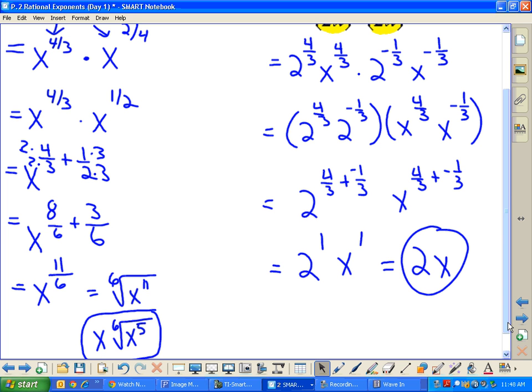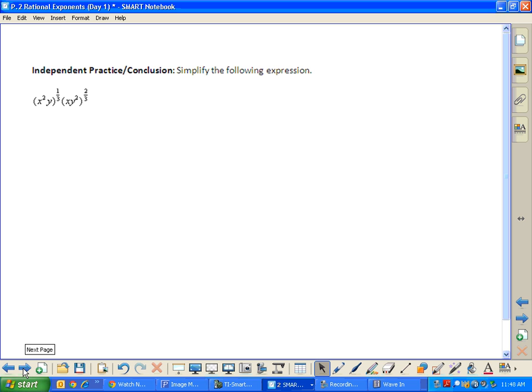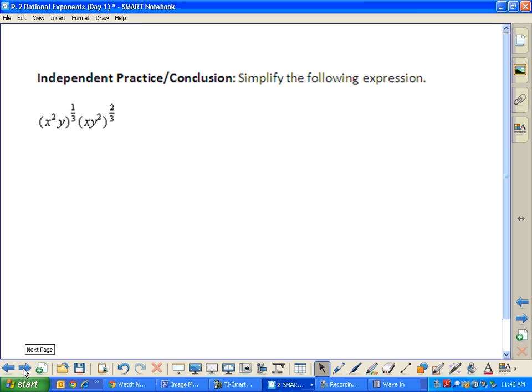Okay, any questions about this? Because to wrap up today's lesson, you have 1 left to try on your own. Okay, so you have this independent practice conclusion question. Try it. Please get it right. I'll show you the answer here in just a second.